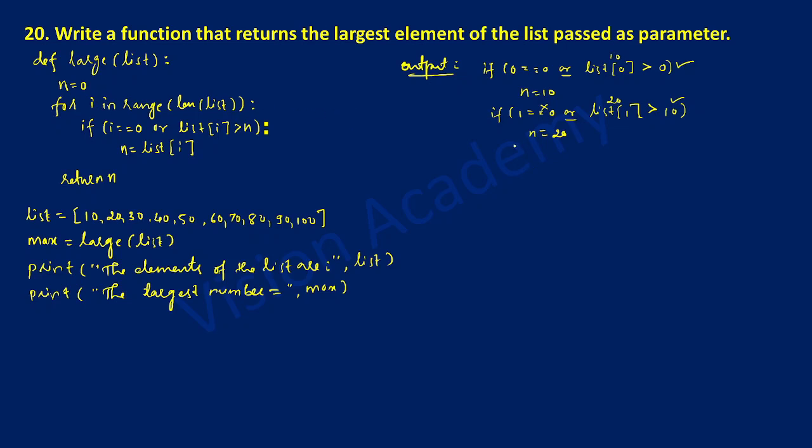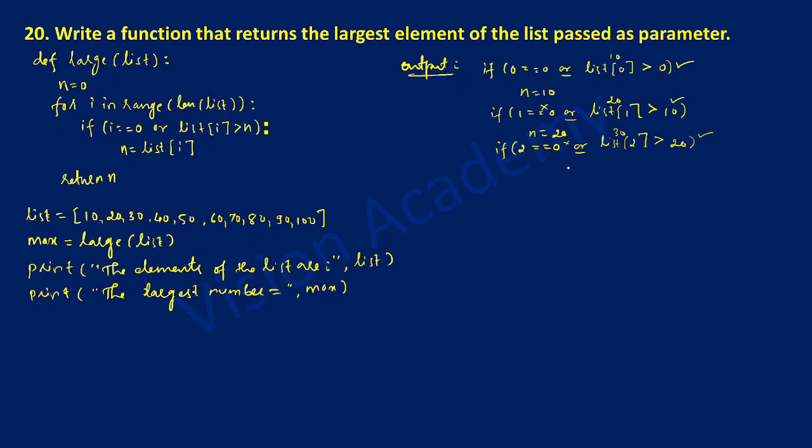Now i value is what? 2. Here, once again, we are going to check out the condition. In place of i I am going to write 2 is equal to 0. No, condition is false. Here, we will check out the next condition. List of 2. List of 2 is what? 0, 1, 2. It consists of value 30. So greater than n, value is what? In the previous iteration, it was 20. Whether 30 is greater than 20?